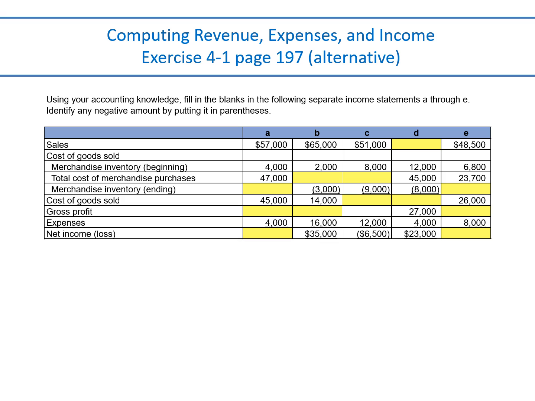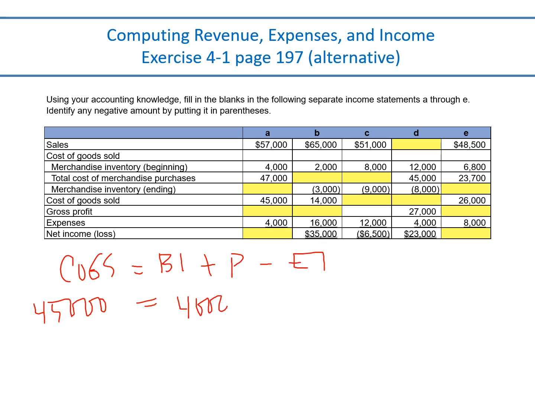Okay, so very similar to the first one. If in letter A we solve for ending inventory, we have cost of goods sold equal to beginning inventory plus purchases less ending inventory. Cost of goods sold is 45,000. Beginning inventory is 4,000. Purchases are 47,000 minus X, right? So if you subtract 4,000 and 47,000 from both sides, you end up with X equal to $6,000.